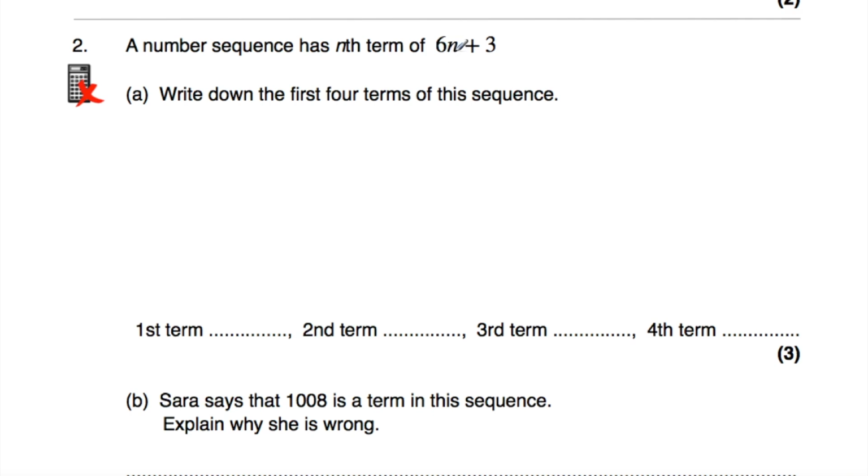One approach is to find the first term, we'd substitute in 1. To find the second term, we'd substitute 2. To find the third term, we'd substitute in 3. And to find the fourth term, we'd substitute in 4 for the value of n. And let's do that to begin with.